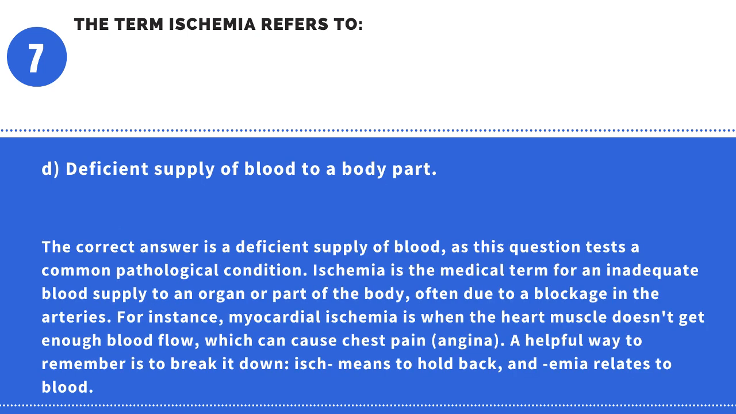Answer: D. Deficient supply of blood to a body part. The correct answer is a deficient supply of blood, as this question tests a common pathological condition. Ischemia is the medical term for an inadequate blood supply to an organ or part of the body, often due to a blockage in the arteries. For instance, myocardial ischemia is when the heart muscle doesn't get enough blood flow, which can cause chest pain, angina. A helpful way to remember is to break it down. Isch means to hold back, and emia relates to blood.